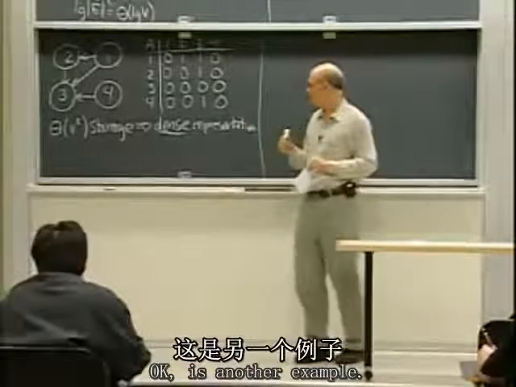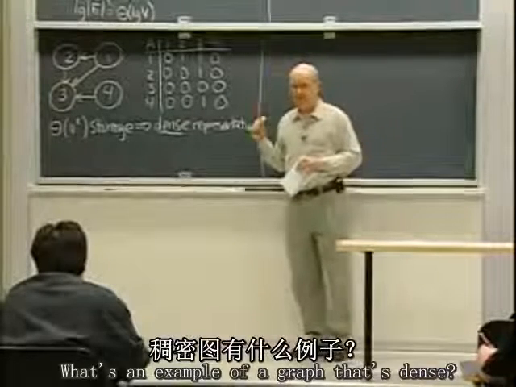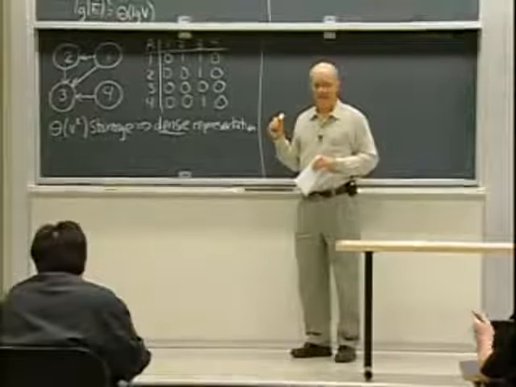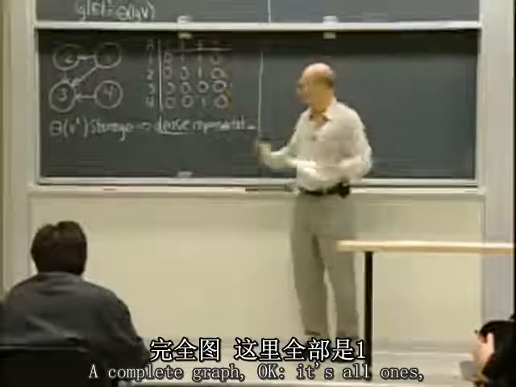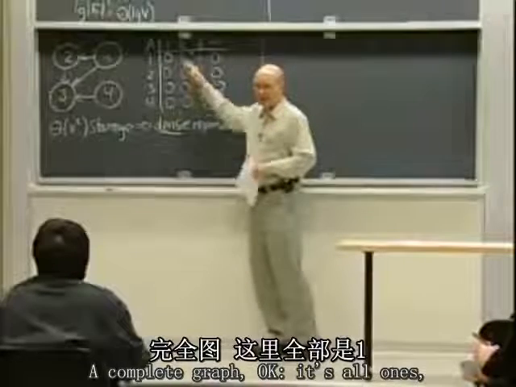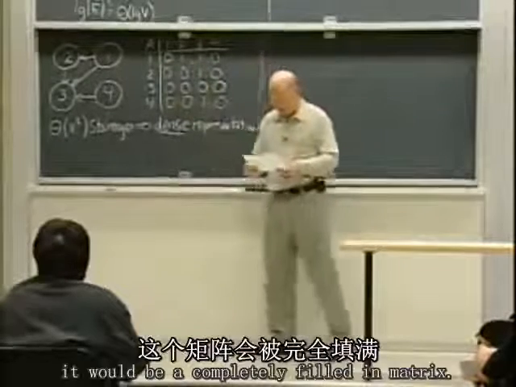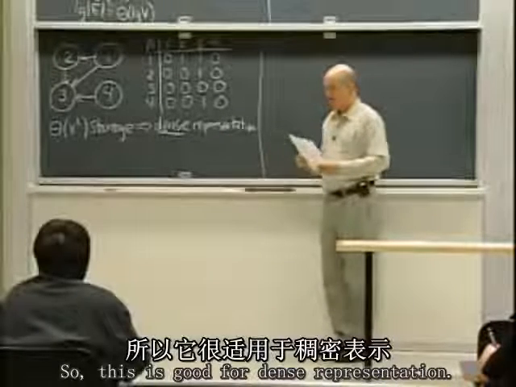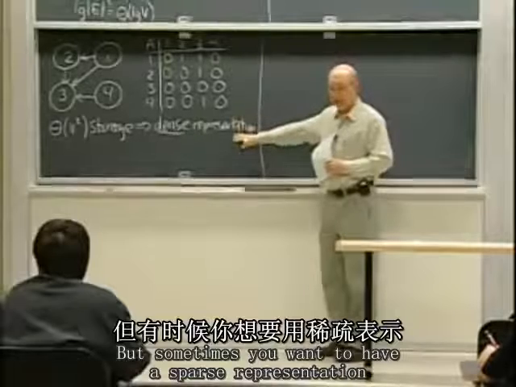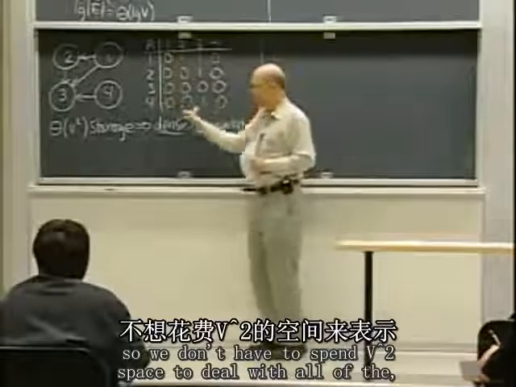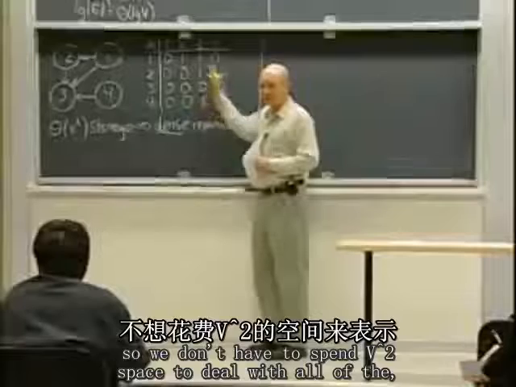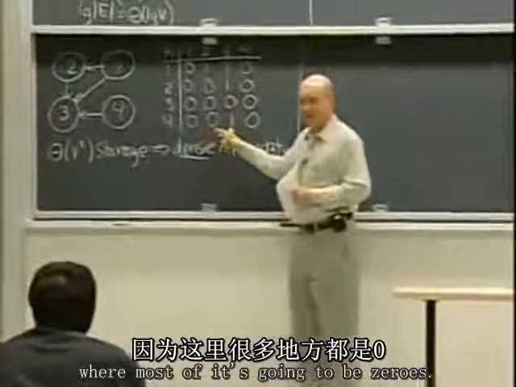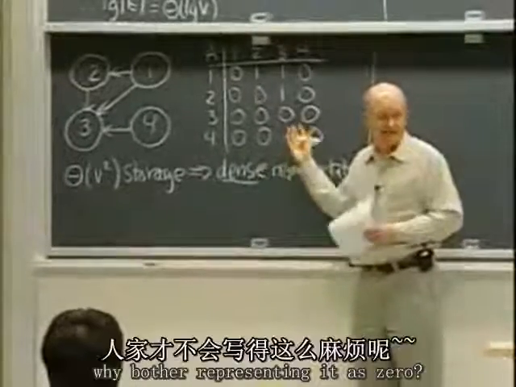Another example. What's an example of a graph that's dense? A complete graph. That's all ones, or if you have edge weights, it would be a completely filled-in matrix. Okay, good. So this is good for a dense representation, but sometimes you want a sparse representation, so that we don't have to spend V squared space dealing with all of it, where most of it's going to be zeros. If we know it's 0, why bother representing that it's 0?